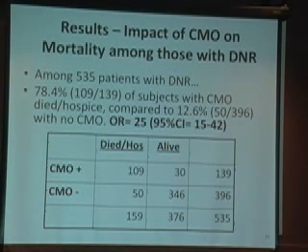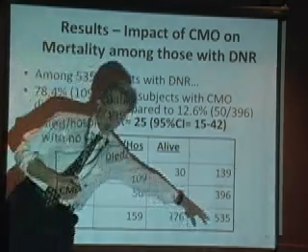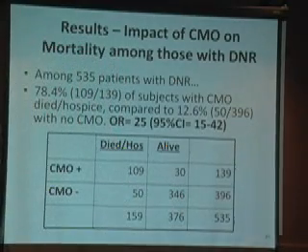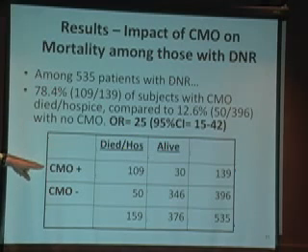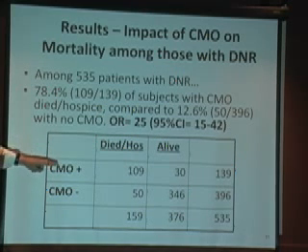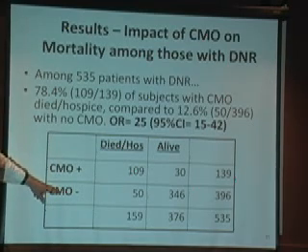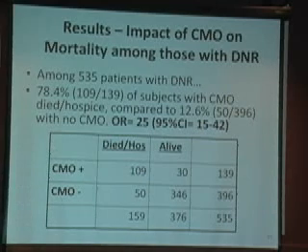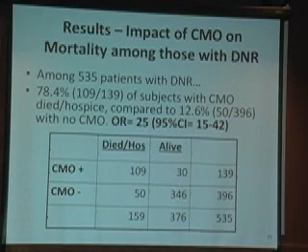And then, what's the impact of the CMO within patients who already have a DNR? Well, in this patient population, CMO, as we would expect in this framework or this data, had a marked impact on bad outcomes. This is just among the 535 patients who had DNR, amongst the 139 who had CMO and the 396 who did not have CMO. The mortality rate in the CMO group was 78% compared to only 12% amongst the DNR patients without CMO, odds ratio of 25. So CMO has a huge impact even amongst the DNR patients.